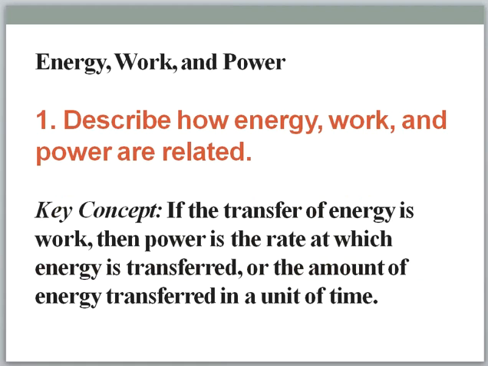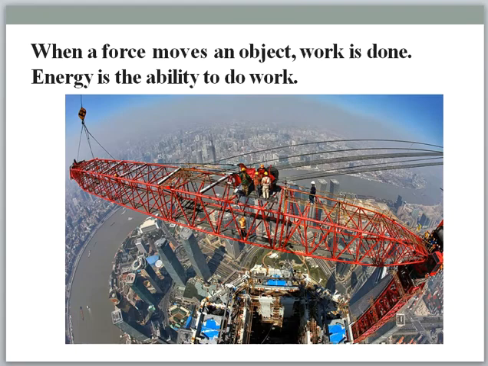So how are energy, work, and power related? If the transfer of energy is work, and it is, then work and energy are related. They're the same unit, and they're transferable back and forth. We can turn energy into work. That's how a motor works. We can turn work into energy. That's how a generator works. Power is the rate at which energy is transferred. So if I transfer more energy in a shorter amount of time, then I've got to generate more power.